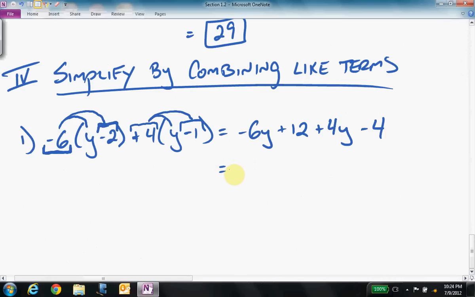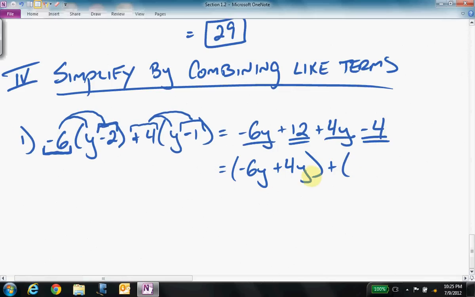So that's our distributive property. Next, we're going to group our like terms. So I see a negative 6y and a 4y. So I'm going to group those. And then I see 12 and a negative 4. So once you start grouping, always put a positive or an addition sign in between your grouping symbols. So I got one set of grouping symbols here, plus another set of grouping symbols, so 12 minus 4.